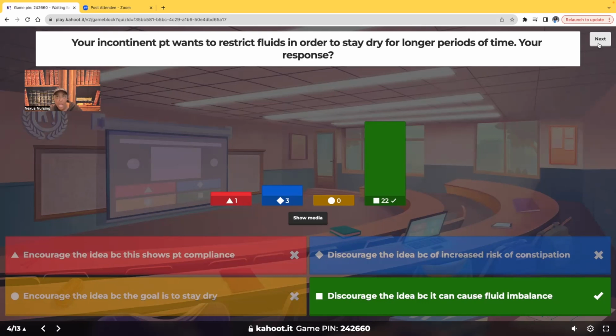And by the way, fluids also help decrease constipation. If the patient's constipated, what's the first thing you tell them? You tell them to increase fluids. You tell them to ambulate. You want them moving around. You tell them to increase fiber.